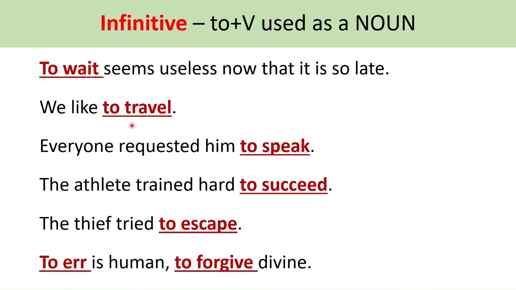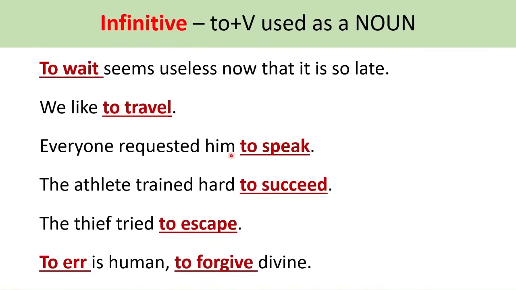We like to travel. Now we like is the finite verb. It is a verb which needs an object. It is not complete in itself. So we call this a transitive verb. And that transitive verb requires an object, which we have here. If you want to know more about transitive and intransitive verbs, there are a couple of videos already on the channel. So to travel is the object. Only nouns can act as object. So to travel, the infinitive, becomes non-finite noun usage.